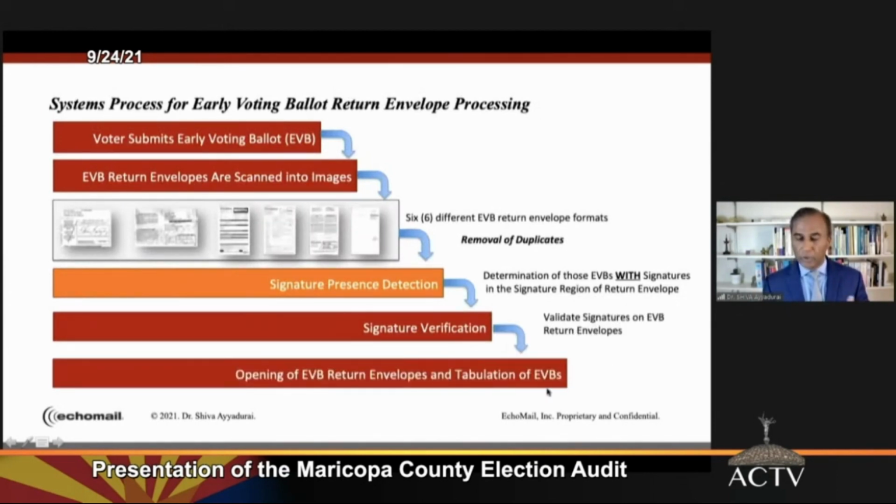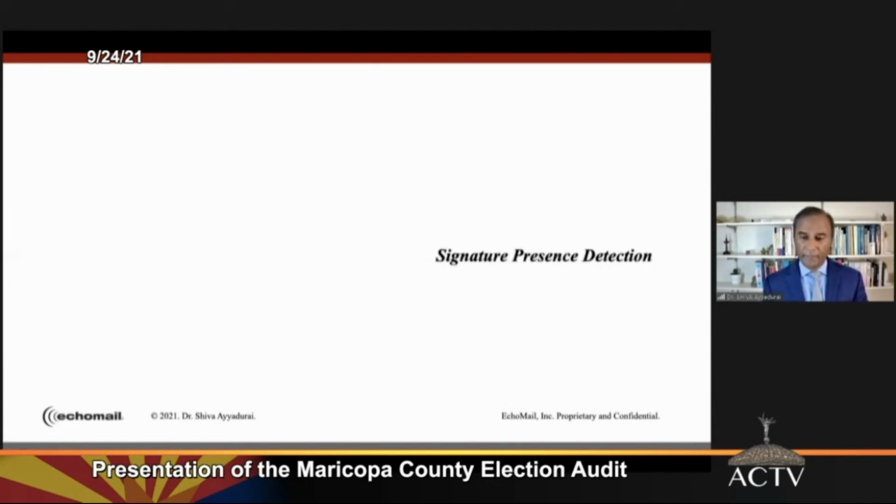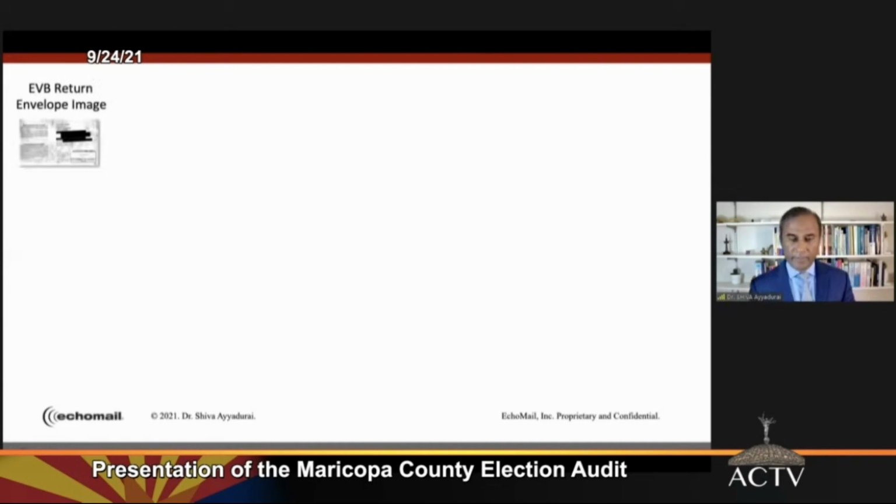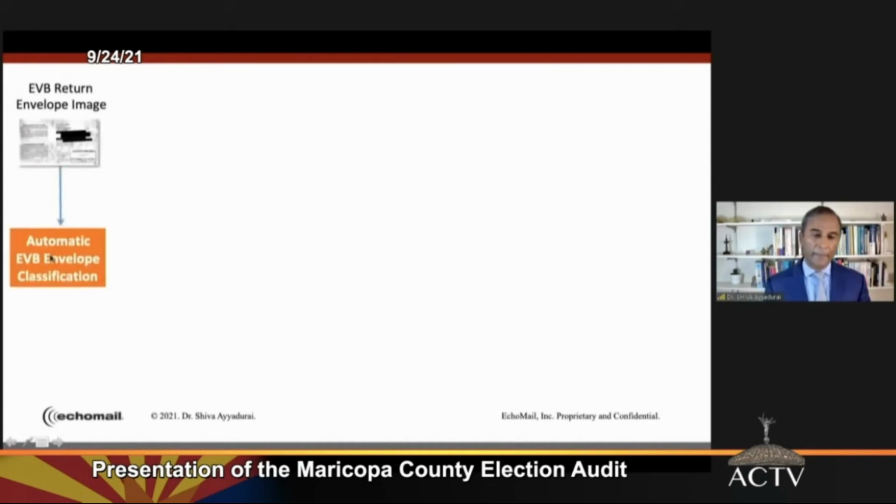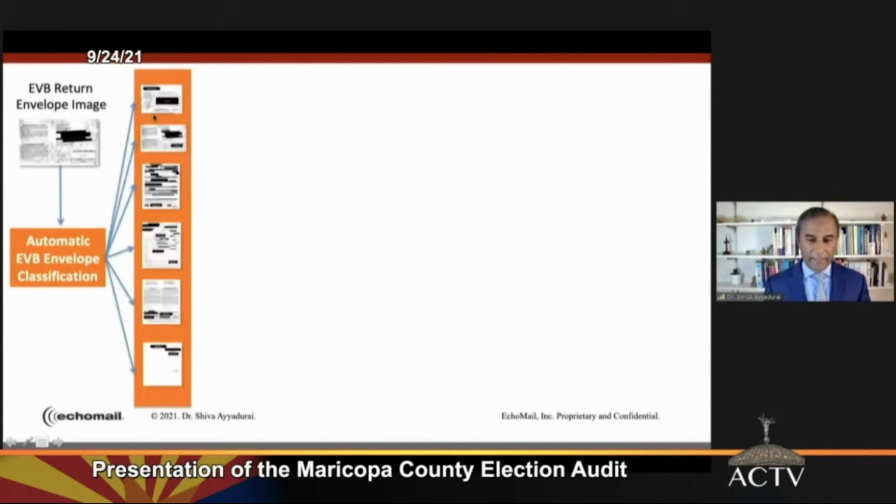Now, after this, typically signature verification would take place, which is what the county did, and then they would also open up the ballots and the envelopes and tabulate them. So let's go to our signature presence detection. We took a ballot, or it could be any ballot. First of all, we classified it into one of these 6 categories. That's what the system did. And then for 4 of those, we removed the duplicates, as I've shared.